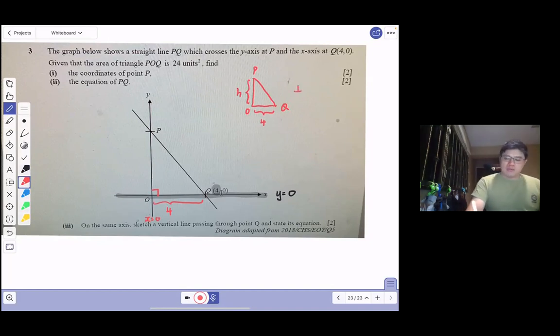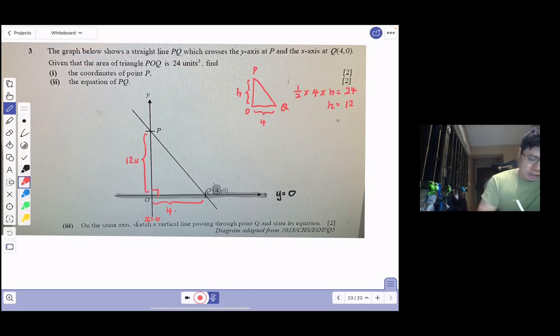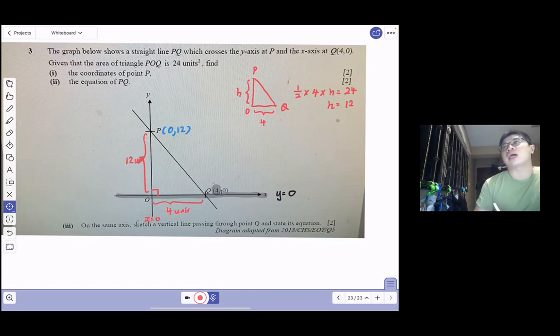If we do half times base, which is 4, times height, this will give us 24. So 24 times 2 is 48, divided by 4 equals 12. So the height is 12. Because I know the area, the height of this triangle is 12 units. So quite easily you can see that P will definitely be (0, 12), because only the y-coordinate 12 can give you the height of 12 units for this triangle.